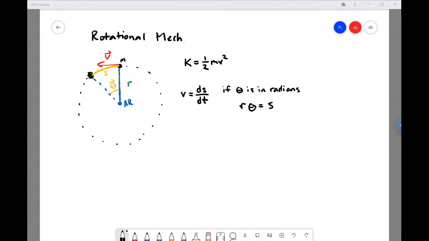So that means if we took the derivative of this expression, a small change in theta is related to a small change in s by the proportionality constant r. r d theta equals ds. So we can plug in r d theta for ds in our expression for velocity, and we get this. Velocity equals r d theta over dt. I'm just plugging this in up there for ds.